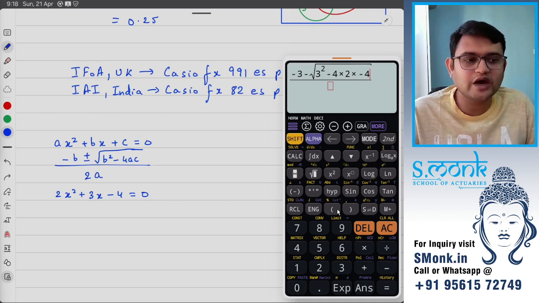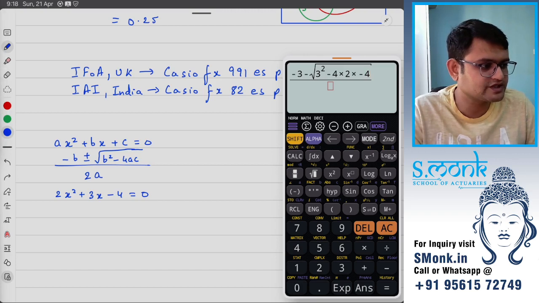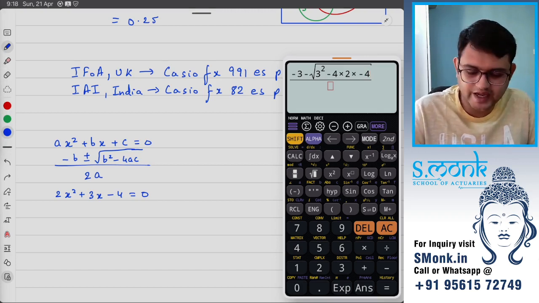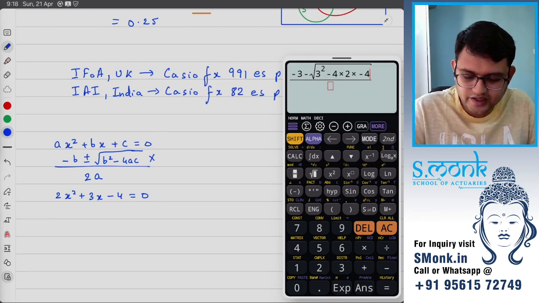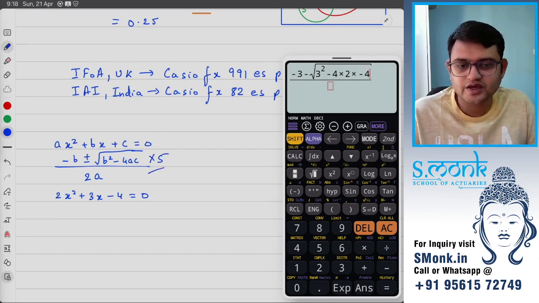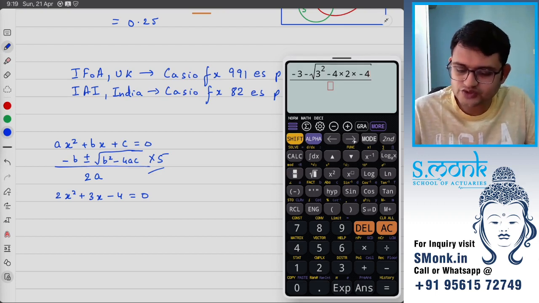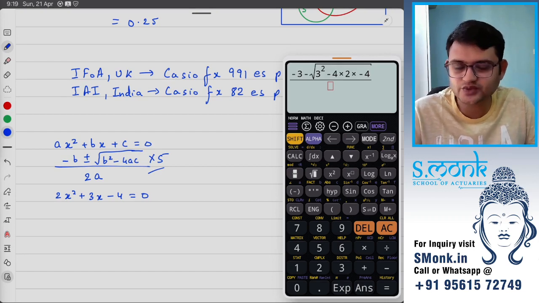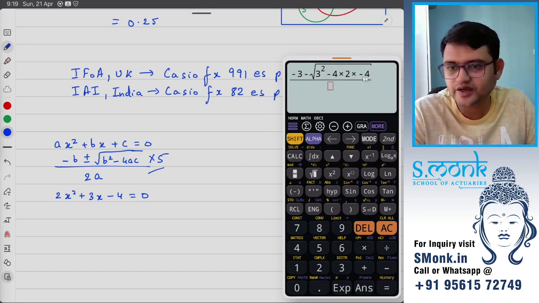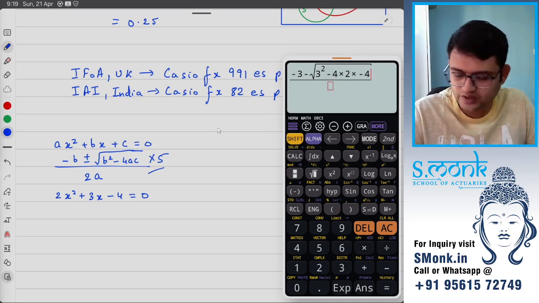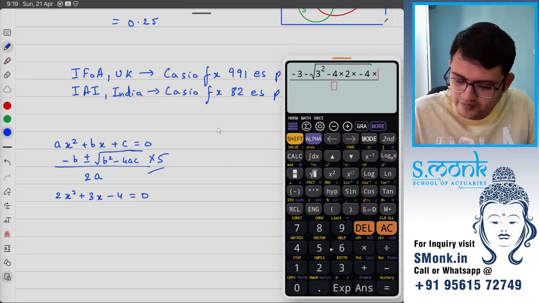Now I want to go down in the equation. Even if I had something here, let's say I had "into 5" or something like that, that is outside the square root. To get outside the square root, I would press this side arrow key. You can see I am right now outside the square root and I would have multiplied by 5.